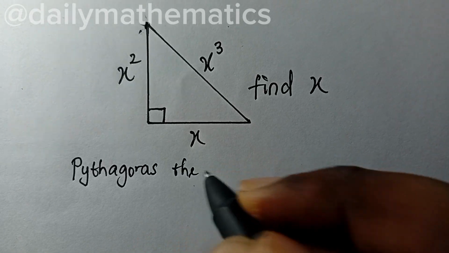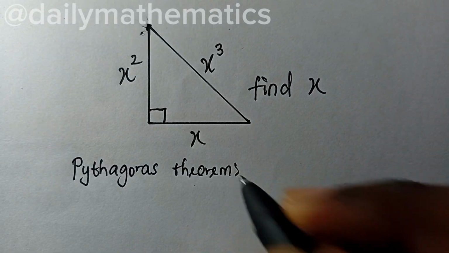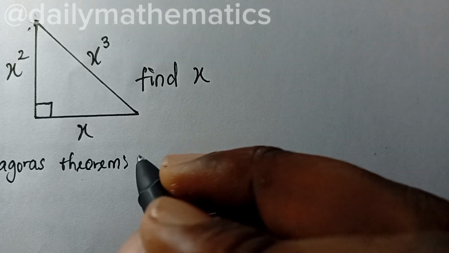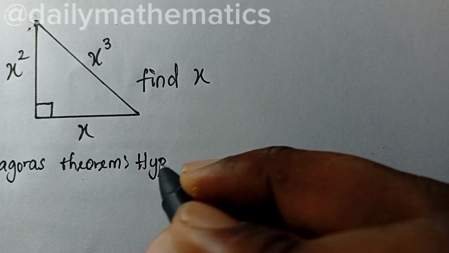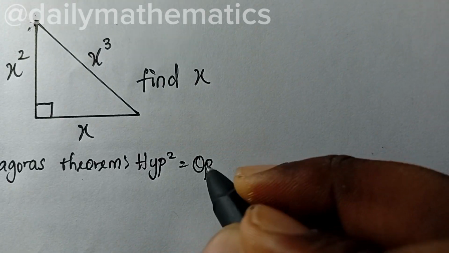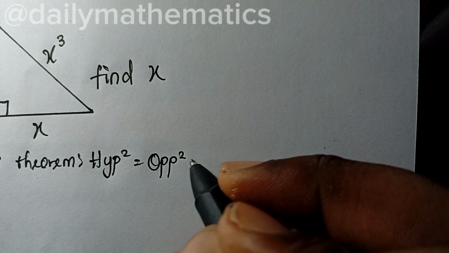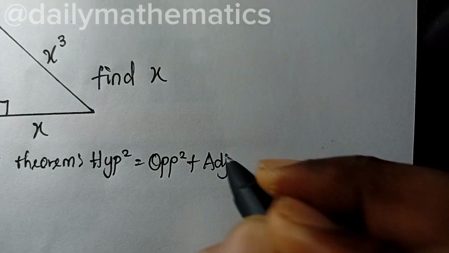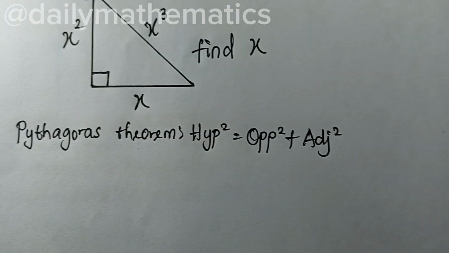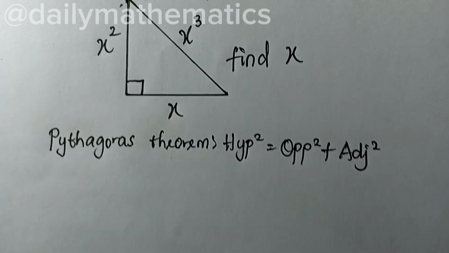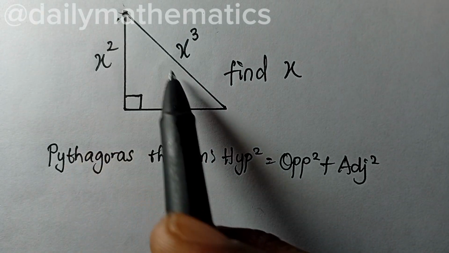This rule, which is known as what? As the hypotenuse squared equals the opposite squared plus the adjacent squared. Hypotenuse squared equals opposite squared plus adjacent squared. Now, what's the hypotenuse? That's the longest side of the triangle.